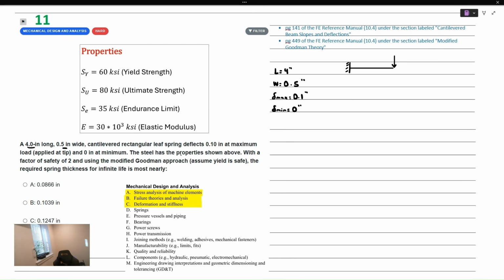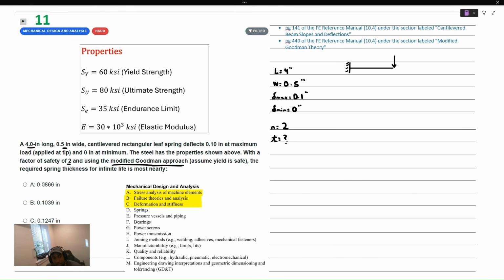The steel has the properties shown above. So we have a bunch of different properties up there: yield, ultimate, endurance limit, as well as the elastic modulus. With a factor of safety of 2, and using the modified Goodman approach, assume yield is safe, the required spring thickness for infinite life is most nearly. So we're looking for the thickness of this spring.